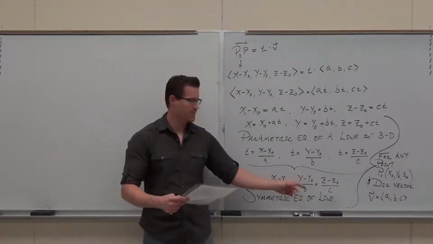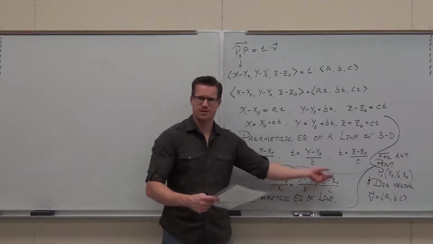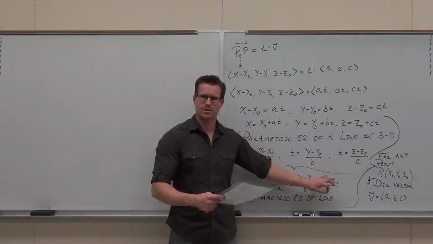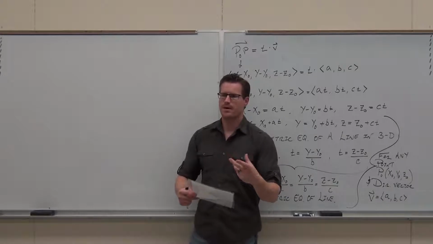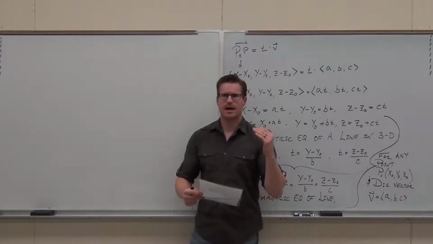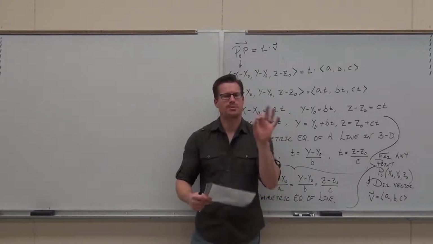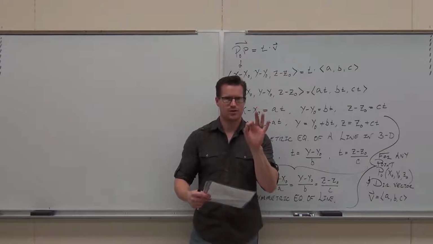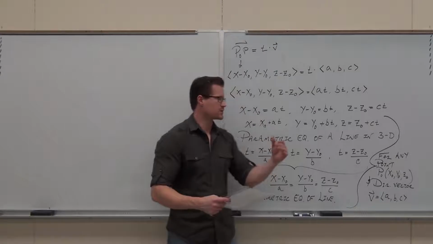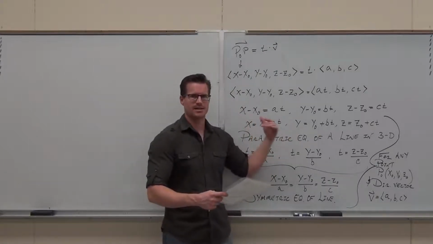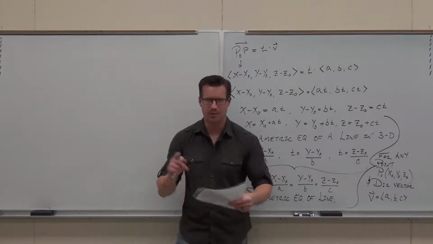it's possible you lose the equation because you have this undefined thing. If one of those is 0, so here or here or here, then what that means is that the line is actually bound in a plane. If a direction number is 0, your line is actually in a plane that's parallel to the YZ, the XZ, or the XY plane. I'm going to write that out here real quick.